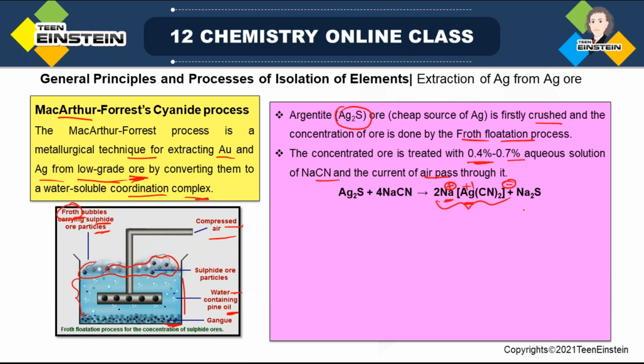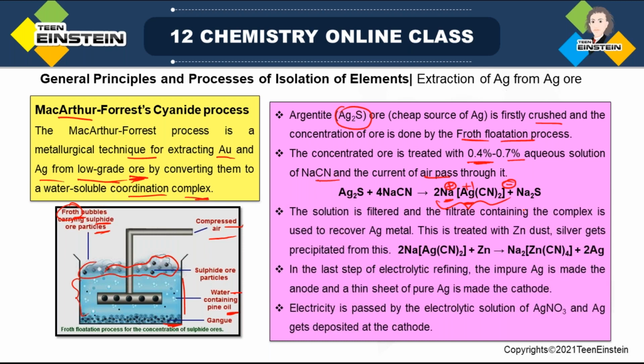Okay. Now this water soluble coordination complex, what will be the next method? This solution is filtered, and the filtrate containing the complex will be used to recover silver. So obviously this complex will be in the filtrate because it is soluble. Now this filtrate containing the complex will be treated with zinc dust.